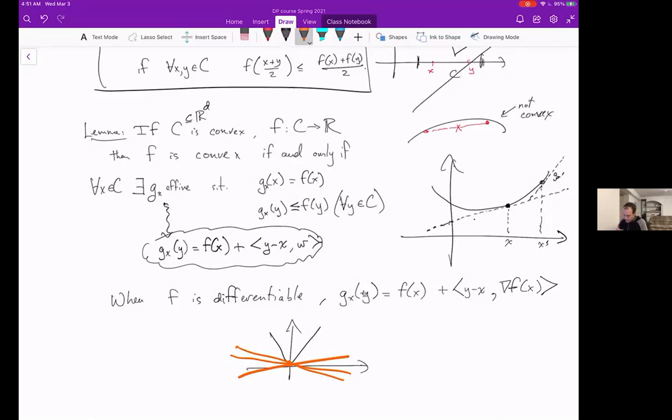Okay, so if you've never seen convex sets and functions before, you might want to look at a couple of examples, but these are the basic properties we're going to need, and this should be enough to work with for now in the class.